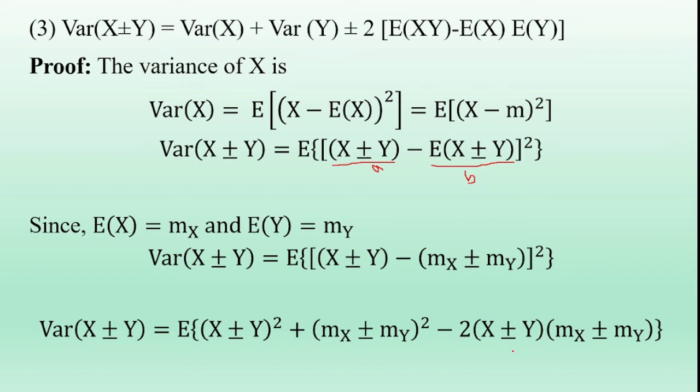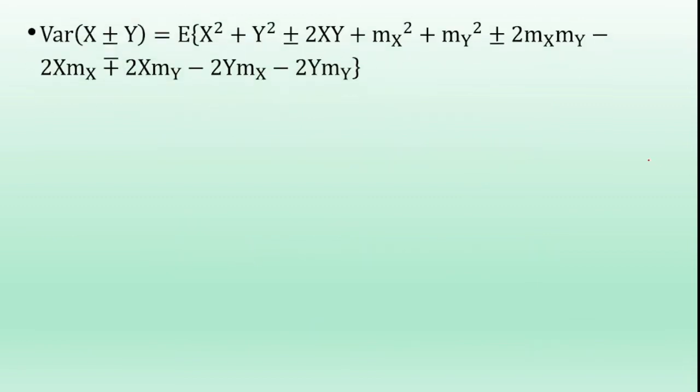At the same time, I am applying the minus within the bracket term. Multiplying these two terms, we get four terms. What are the terms? x into mx plus or minus x into my plus or minus y into mx plus or minus y into my. And after that, multiplying the minus within the bracket term, we get minus 2x mx minus or plus 2x my minus 2y mx minus 2y my.